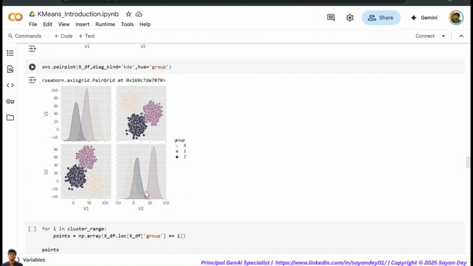So this is how we do clustering. There are other algorithms we can also use, but the core idea should be very clear. What is clustering? How do we frame a problem? How do we think through it? How do we do it?